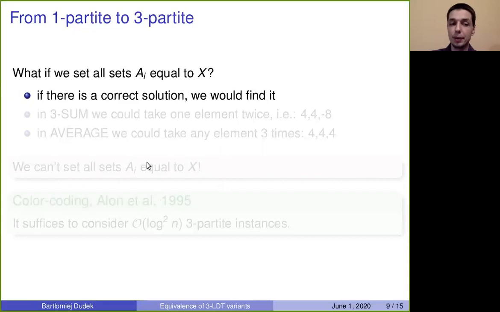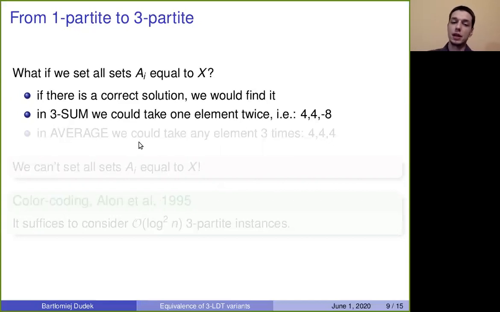But the problem is that we cannot ensure that we do not take one element more than once. For example, in threesome, we could take one element twice and accept the following solution. So 4, 4, and minus 8. So here it doesn't correspond to three distinct numbers from the set X.